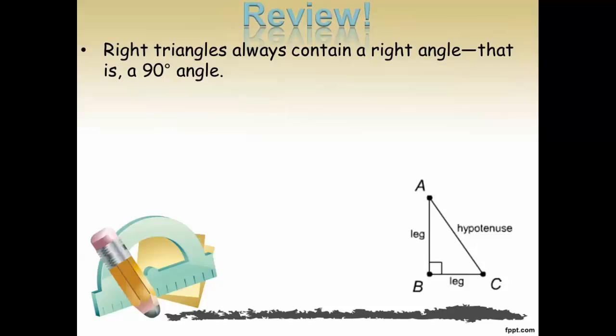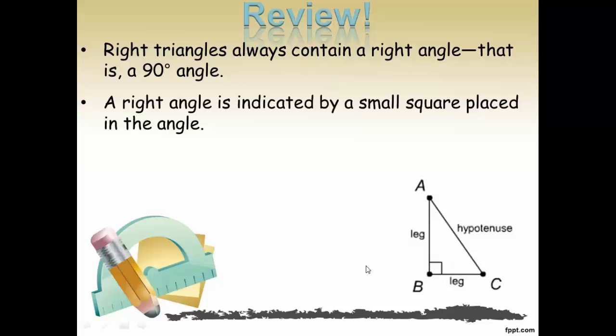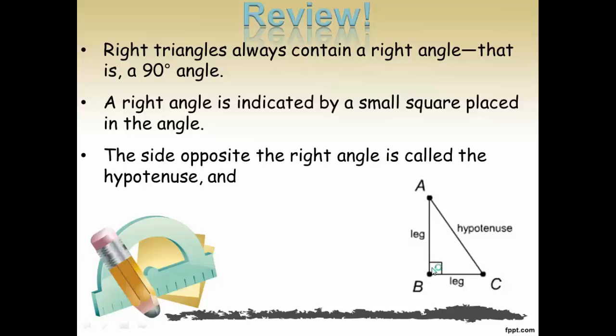Let's do a little bit of review of right triangles. Right triangles always contain a right angle, that is, a 90-degree angle, and you see that right down here with B. A right angle is indicated by a small square placed in that angle, just like we see in the picture. The side opposite the right angle is called the hypotenuse, and the other two sides are called legs. So segment AB and segment BC are the legs.